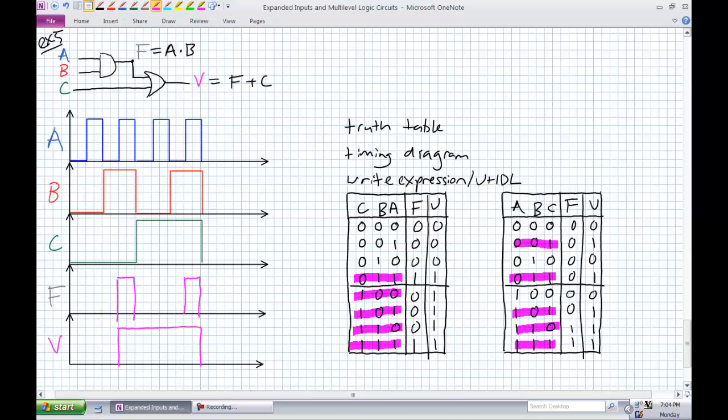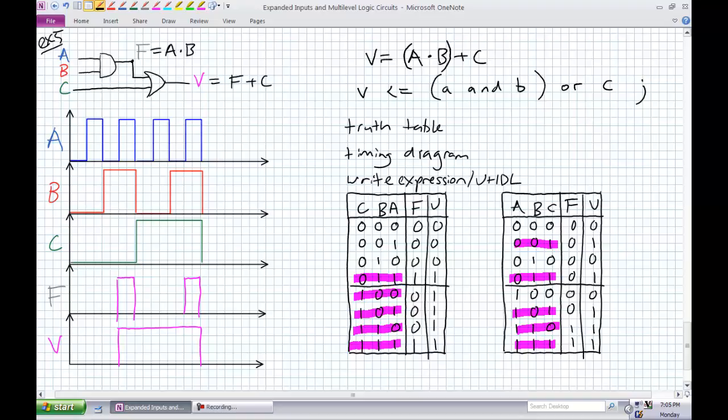and drew it out. How would I write this expression? I would say V is equal to F or C. What's F? A anded with B, or C. I know multiplication takes precedence over addition, but I can make sure it's very clear by using parentheses. It's not necessary to do that, but I would recommend it. In VHDL, how would I write this? V is assigned A and B or C. Again, take the necessary precaution of putting parentheses; it's easier to read. A and B, ORed with C.